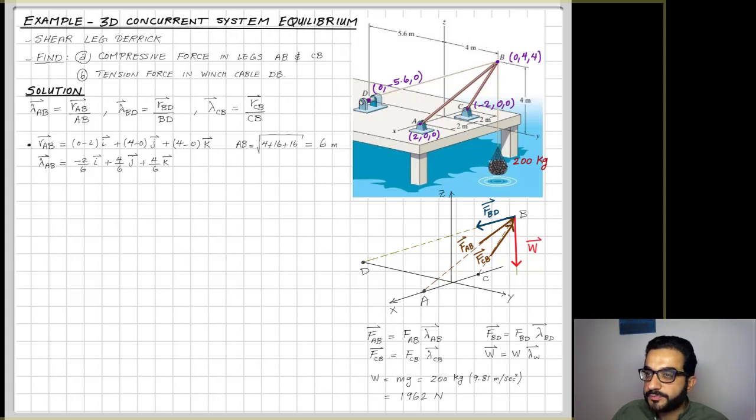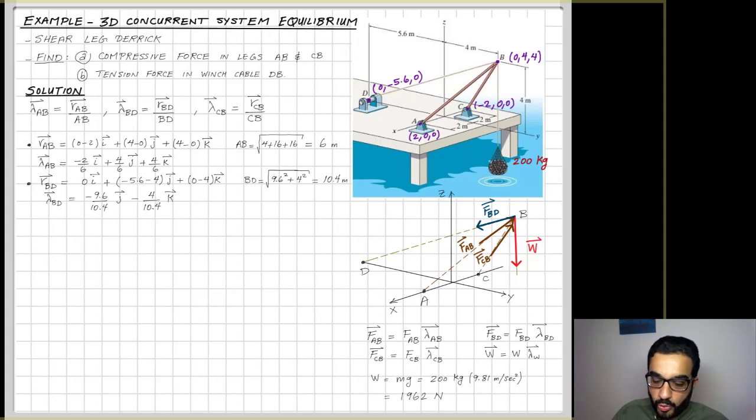Do the same for BD, so RBD, and then figure out the magnitude, 10.4 meters. Do the division here, and that will give us the unit vector. If you look here, BD, which is the cable, is in the plane of Y and Z, so there is no change in the X direction. This is why I don't have an I component here.